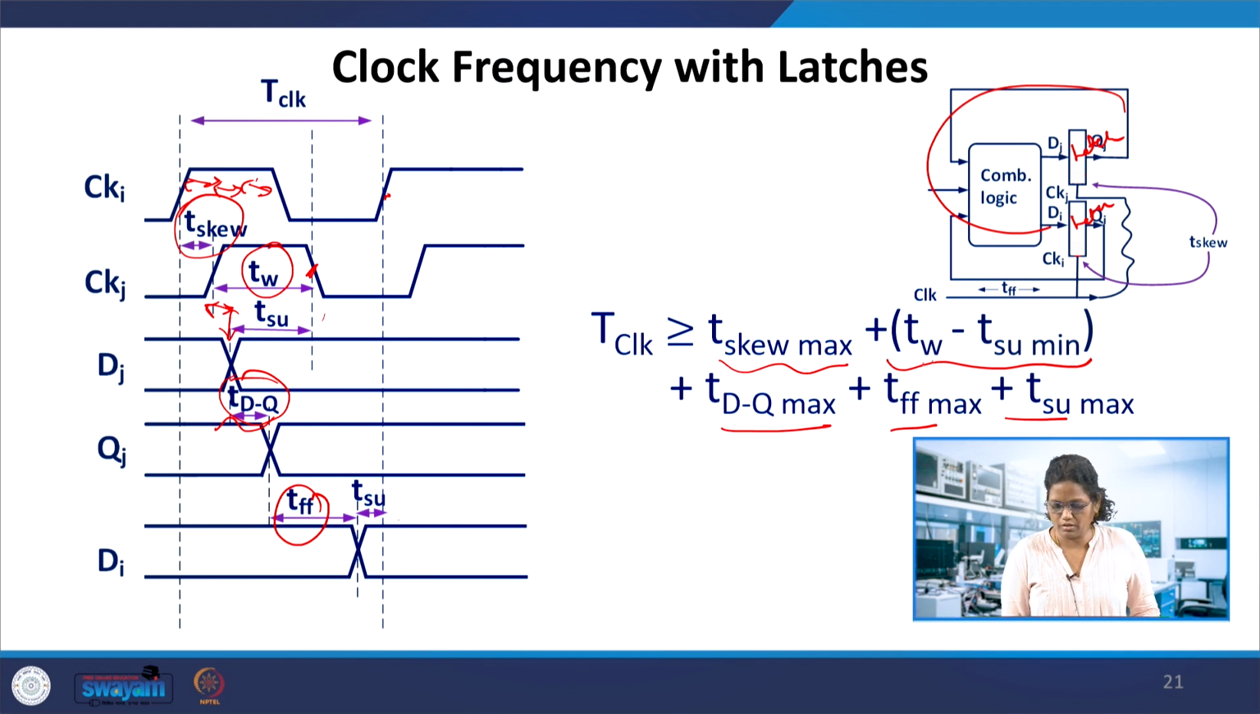So this, and the width TW minus the setup time, needs to be added also in the case of latches. So it includes skew, TW minus TSU, D to Q, TFF and setup time. So this is with latches. If the circuit has latches, then this is how to decide the clock frequency. So this is giving the maximum clock frequency: 1 by T clock will give the maximum clock frequency for this circuit.